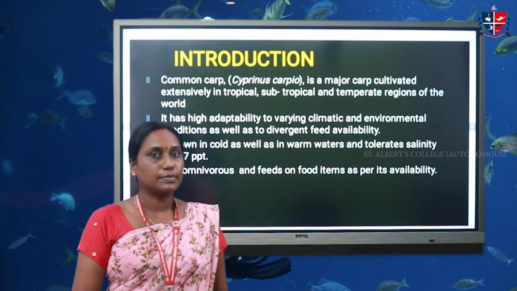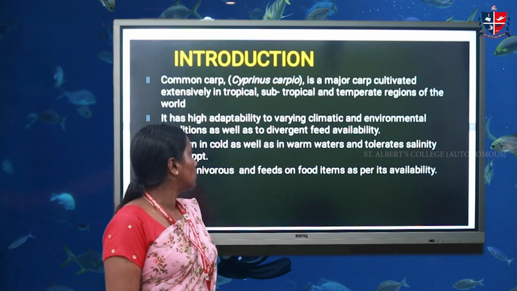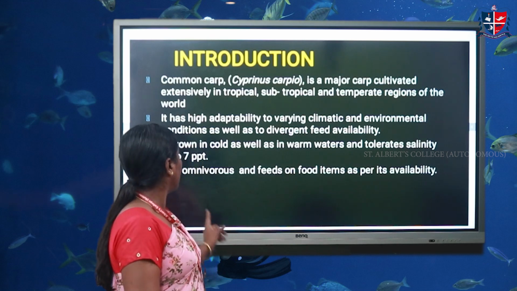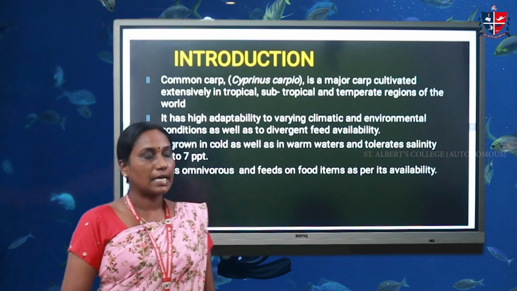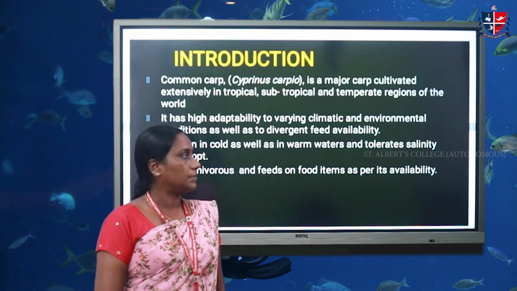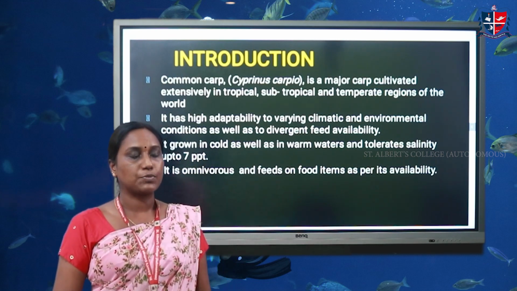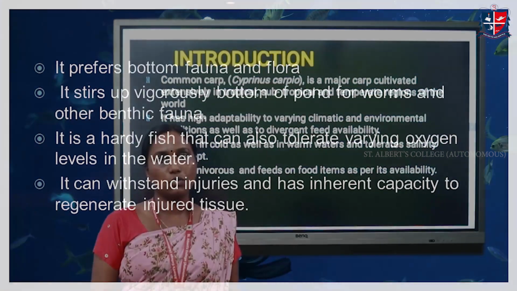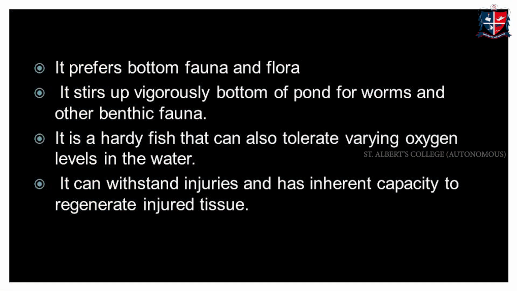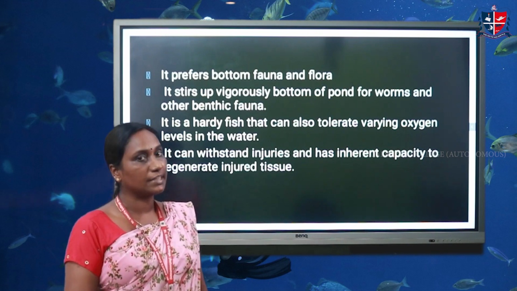It has high adaptability to various climatic conditions, as well as to divergent feed availability. It is grown in cold as well as in warm waters and tolerates salinity up to 7 ppt. It is omnivorous and feeds on different types of food items in the bottom of the pond or other water column. It prefers bottom flora and fauna. It stirs up the bottom of the pond vigorously for worms and other benthic fauna.